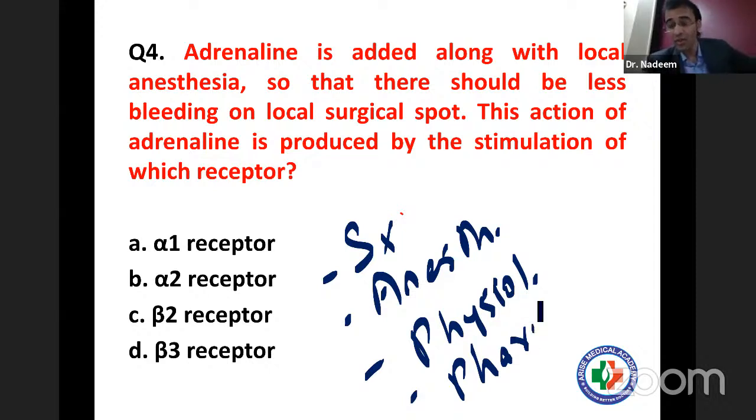Fine, that's a drug. This is a simple question. What is the main question here? The action of adrenaline is produced by the stimulation of which receptor? Please answer me: A, B, C, D. Very easy question for you. Okay, I'm going to explain this one.